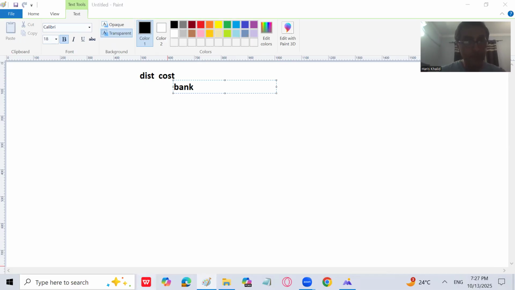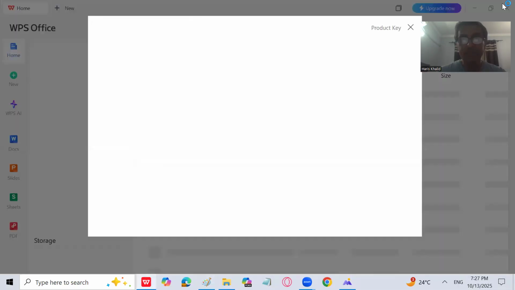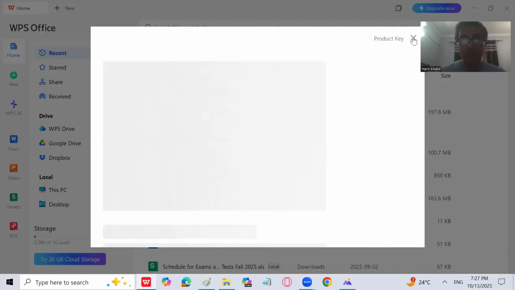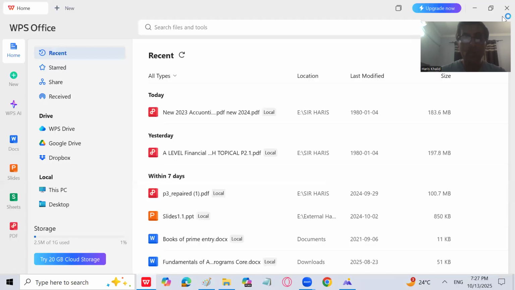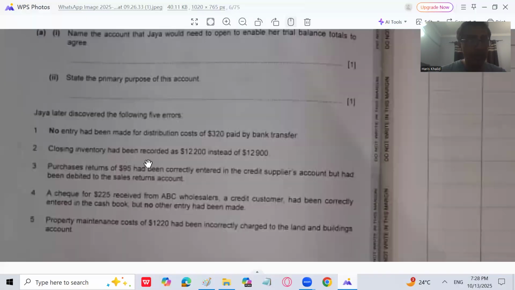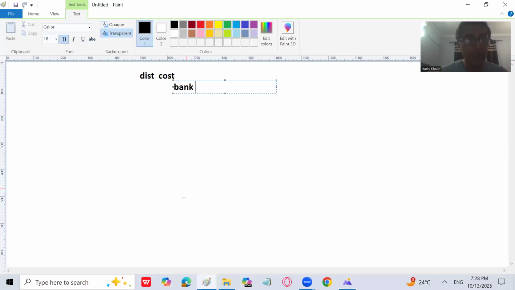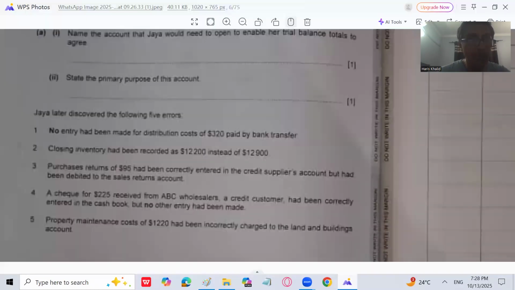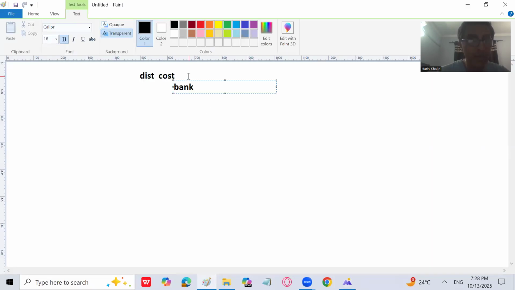Let me check again. The distribution cost is supposed to be recorded, but no entry had been made for distribution cost paid by bank transfer, so both sides of the entry are not recorded. Distribution cost is going to be debited and bank is going to be credited, and the amount is 320. So let's do that. As narration is not required in the question, I'm not going to write it. Let's move forward.